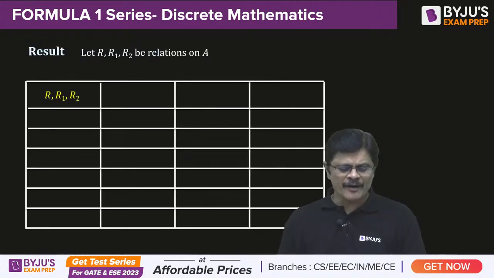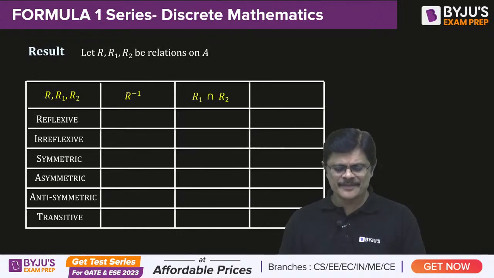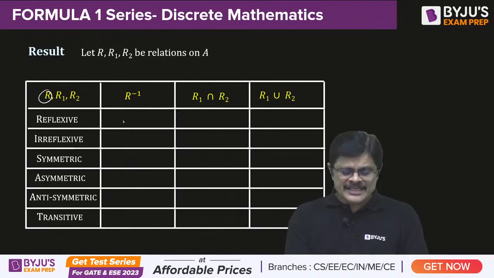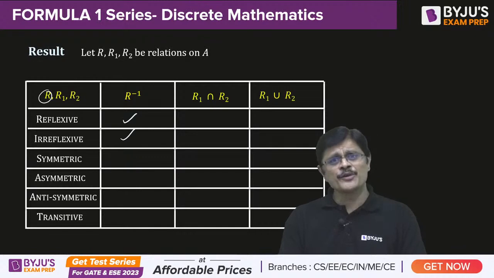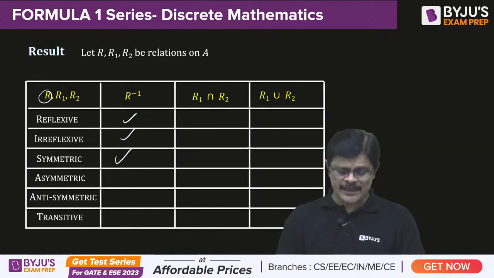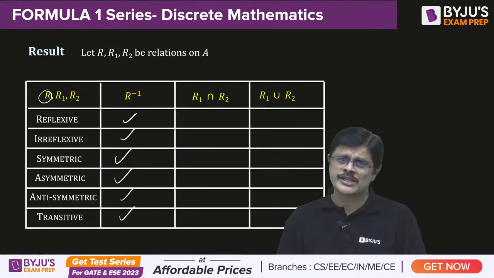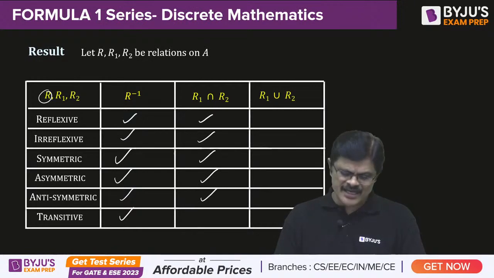Now, this is a wonderful result, my dear friends. Please note this. If you know that a relation is reflexive, its inverse is also reflexive. If it is irreflexive, inverse is also irreflexive. Symmetric, inverse is also the same. Asymmetric, inverse is also the same. Antisymmetric, inverse is also the same. Transitive, inverse is also the same. Same is the case if R1 and R2 are reflexive, their intersection is also reflexive. If they are irreflexive, their intersection is also irreflexive. If they are symmetric, their intersection is also symmetric. Asymmetric, intersection is also asymmetric. Antisymmetric, intersection is also antisymmetric. Transitive, intersection is also transitive, my dear friends.